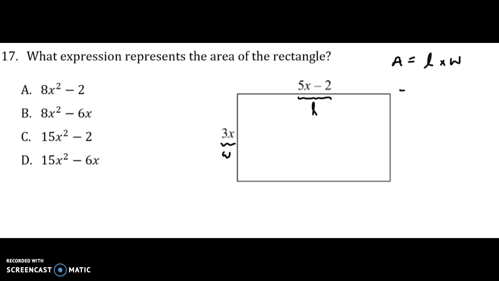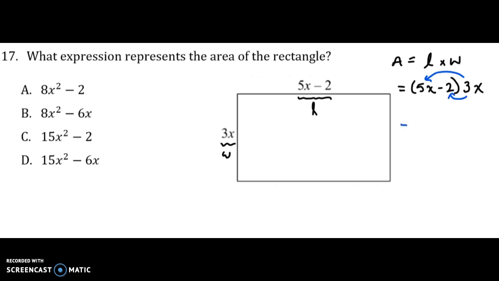So in this case, we've got two dimensions. We get the length is 5x minus 2, and we've got a width of 3x. So when we write that out, we need to multiply that together. So to multiply together, remember, we'll need to use the distributive property to make sure we multiply both terms inside this bracket by that 3x.